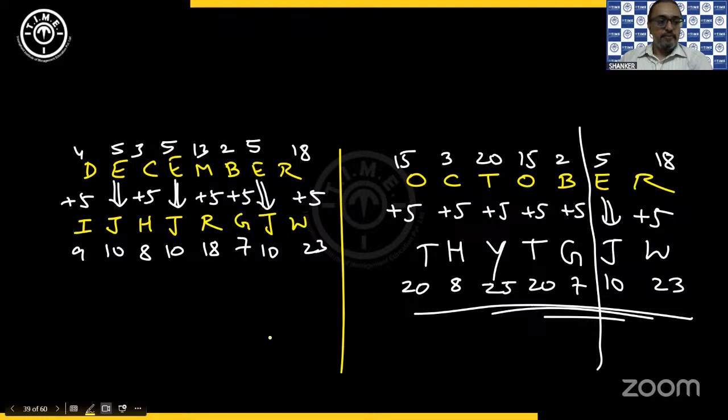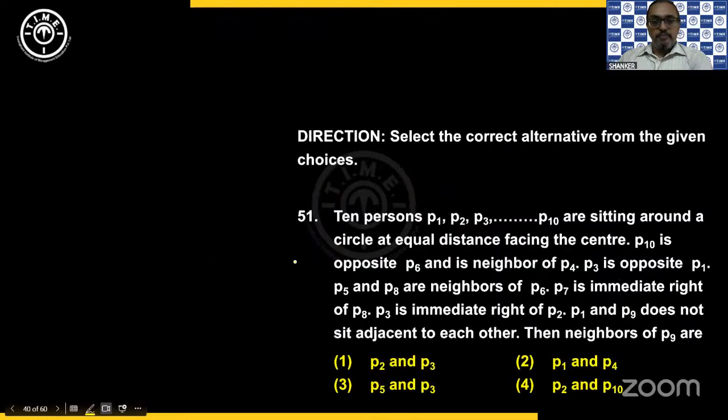Right. Next. Now we have 10 persons sitting around a circular table at equal distance facing the center. Okay, 10 is an even number, so you will definitely have opposites. That's the first thing you always notice in a circular arrangement. Whenever you have a circular arrangement, the first thing you notice is the number of persons. If it is even number of persons, then we need to have opposites.